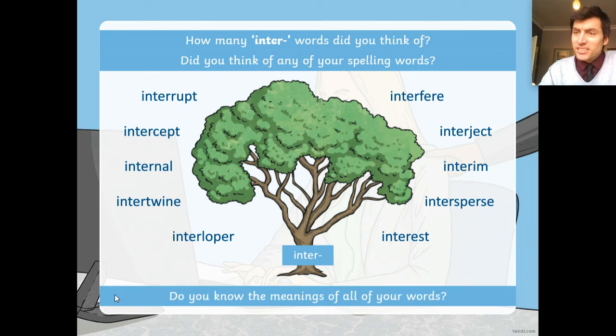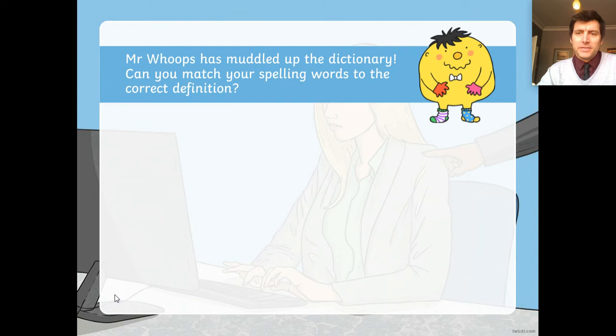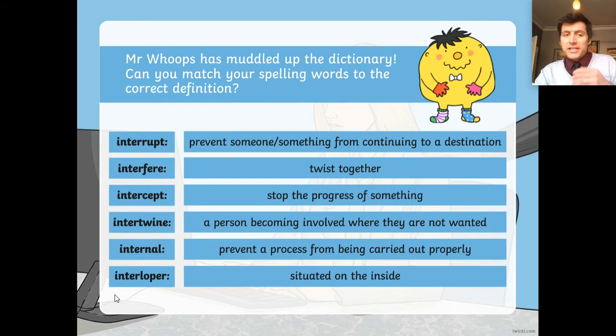Look at all of those. You manage to find all those? You check what they mean. Check a little bit more about what they mean. So this guy, Mr. Whoops, again, strange old fella, socks, gloves, bow tie, no trousers. But what we've got to check with him is whether or not we've got the correct definition. So they've all got mixed up here: interrupt, interfere, intercept, intertwine, internal, and interloper. Can you match the correct ones?